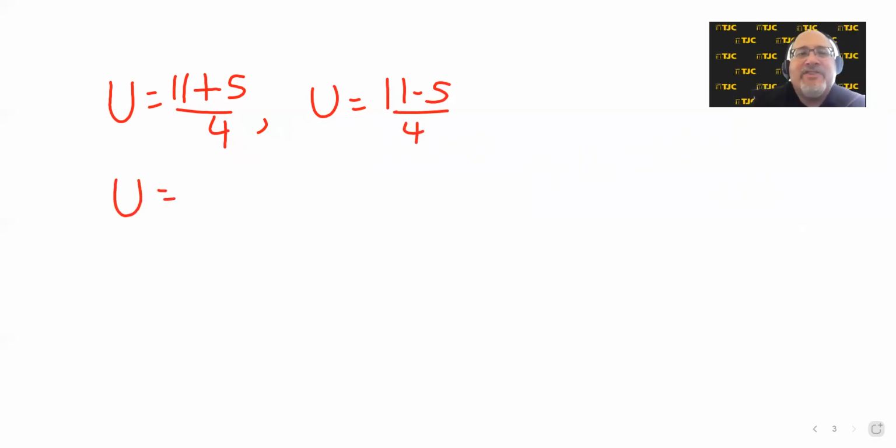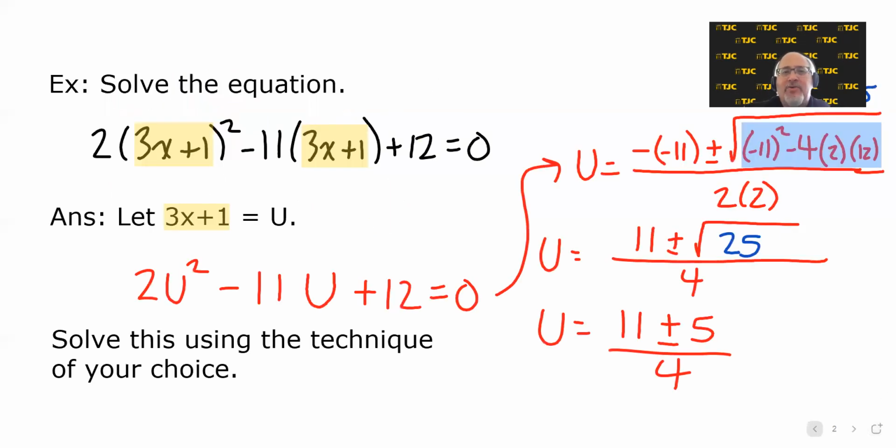11 plus 5 is 16. 16 divided by 4 is 4. And on the second solution, 11 minus 5 is 6, which gives us 6 over 4, but we can reduce that by 2 and make it 3 over 2. And now we know what u equals. You might be thinking, so we're done, except we're not. This equation did not have u's. This equation had x's. We took them out, replaced an expression with the u to make the equation finishable.